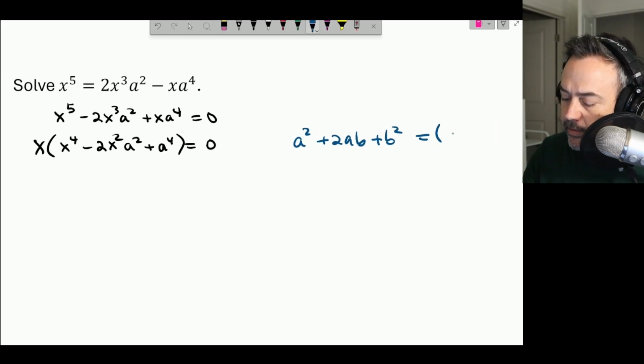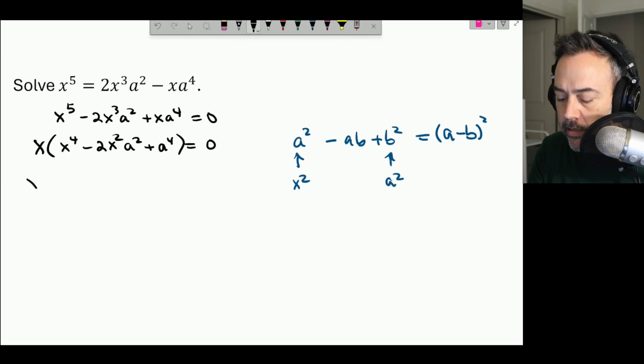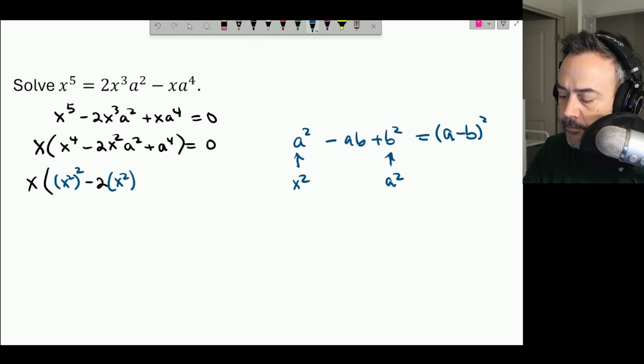That factors as, my mistake, minus. We know how that factors: a minus b, squared. Well, what's a? A is x squared. What is b in this case? a squared. Let's write that. x, little parentheses, x squared, squared, minus 2 x squared a squared plus a squared, squared.